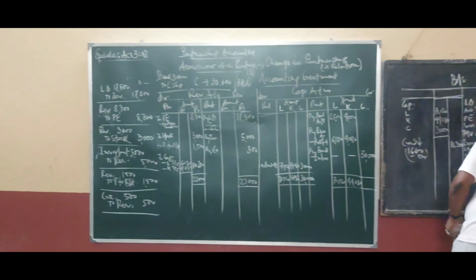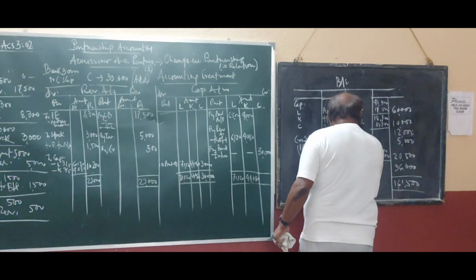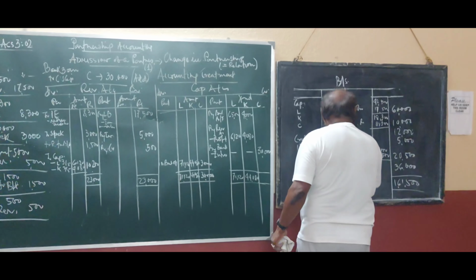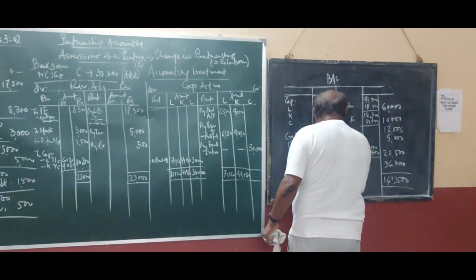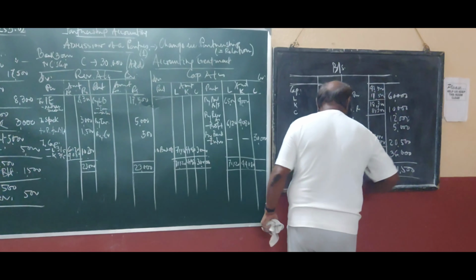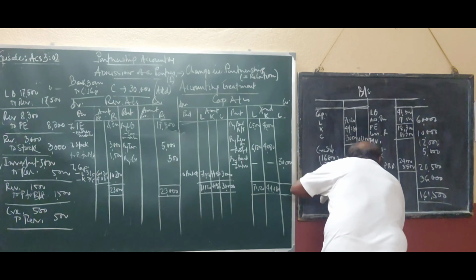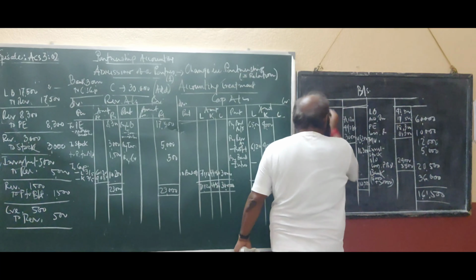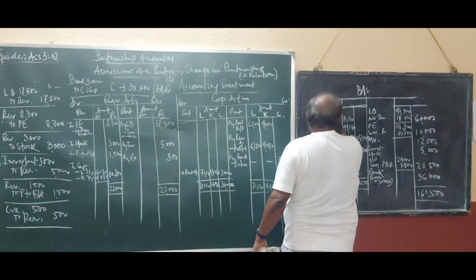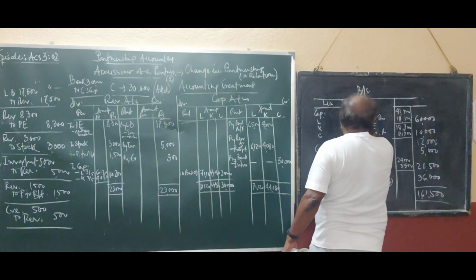So friend, it should be 20,500, okay? And now what is the amount? 200 and it is 5 or it is 4, 7, 11 or 3, 14. So friend, it is 1,61,500. Clear?